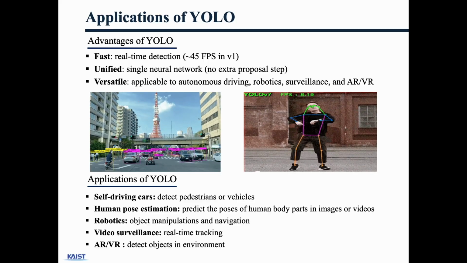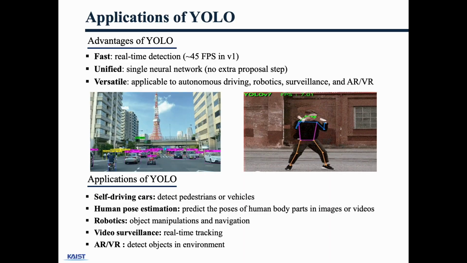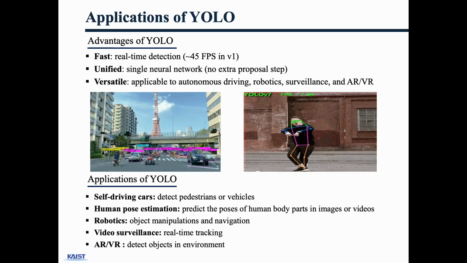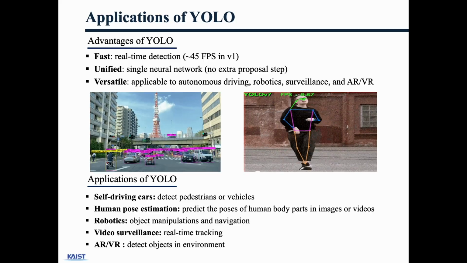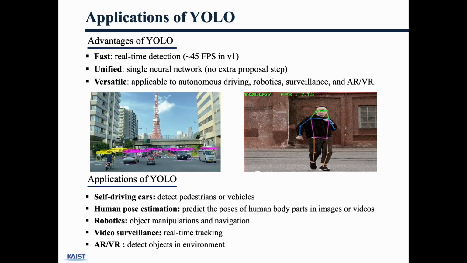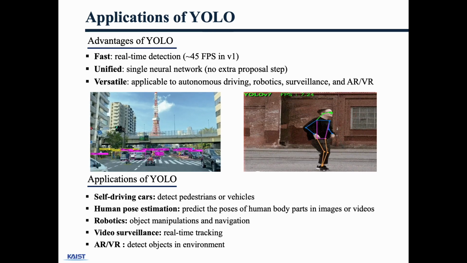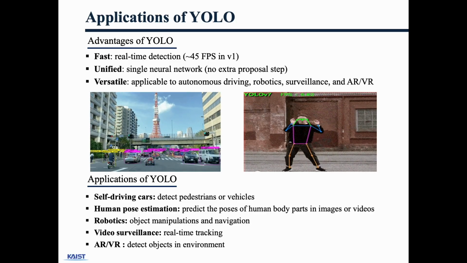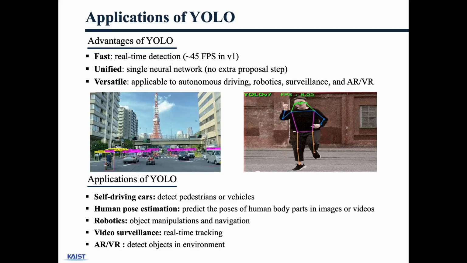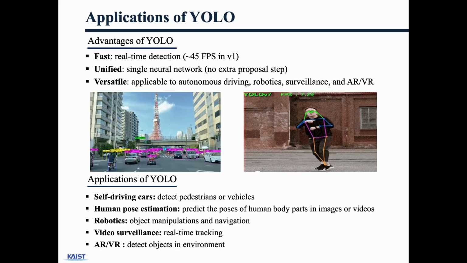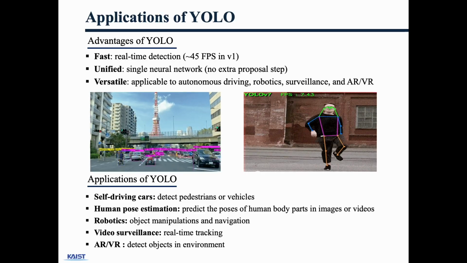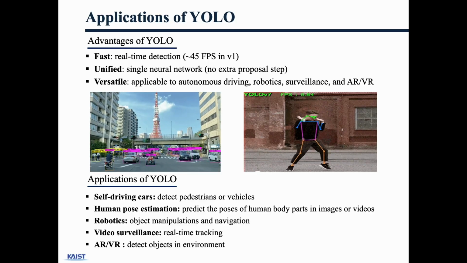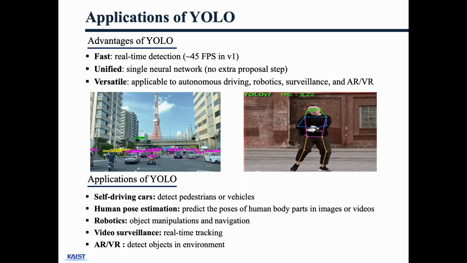In robotics, object detection can be used for grasping, manipulation, and navigation. For example, before a robot arm picks up an object, the robot first needs to detect where the object is in the image. For video surveillance, YOLO can track objects in real time, such as people, vehicles, or unusual events. And in AR and VR, object detection helps the system understand the surrounding environment and place virtual content in a meaningful way. So the main message of this slide is that YOLO is not just a model architecture. It is a practical detection framework that connects computer vision algorithms to real-world systems.